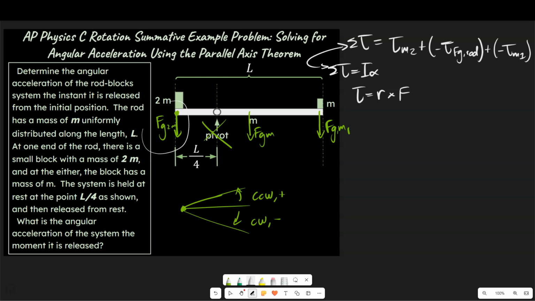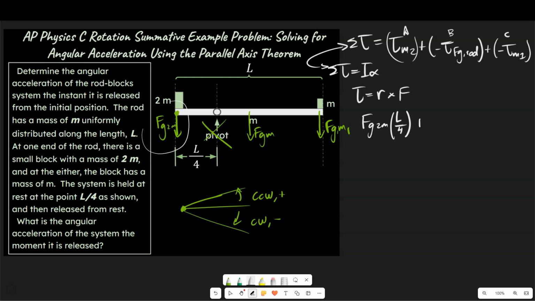Okay, so for this first term right here, I could just label this as A, B, and C to try to make it clear which one I'm talking about in which order. Let's think about what we have for A. For A, we've got a force due to gravity for 2m, so we could say Fg2m times the distance from the pivot point. The distance from the pivot point here is going to be L over 4. Okay, so fair enough.